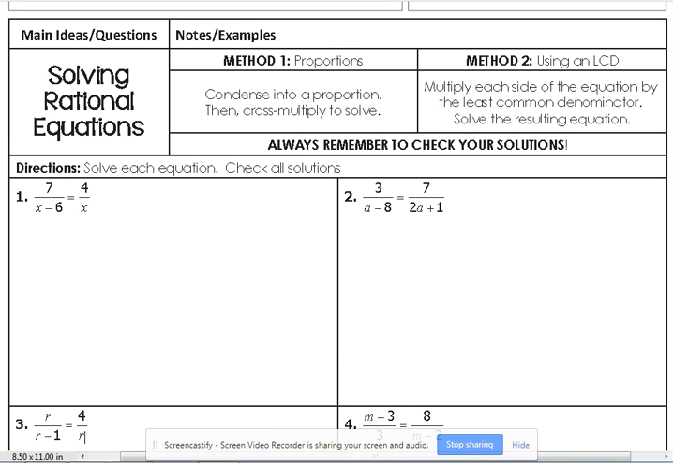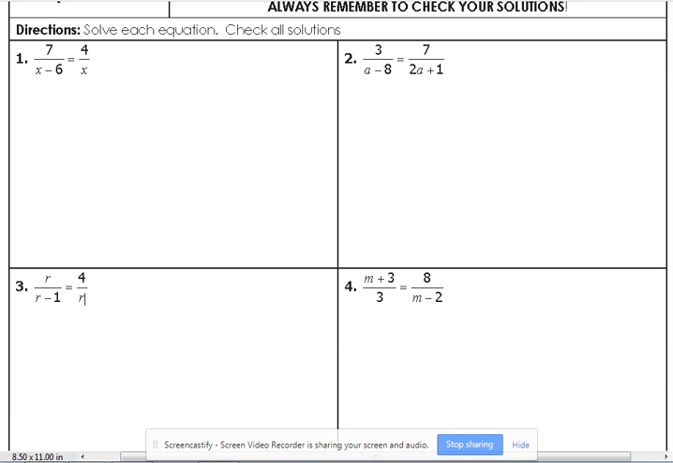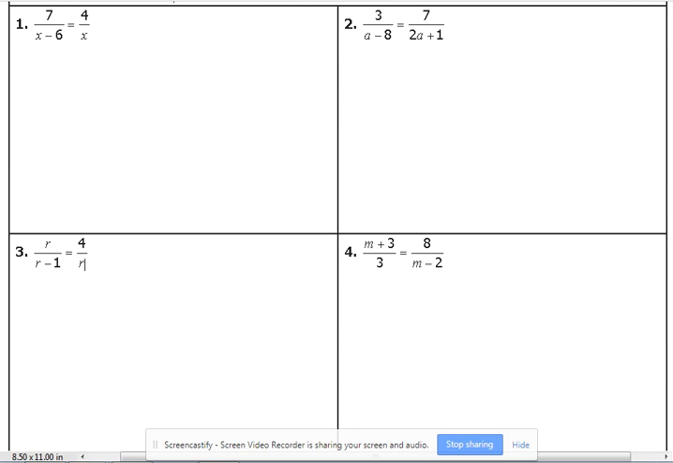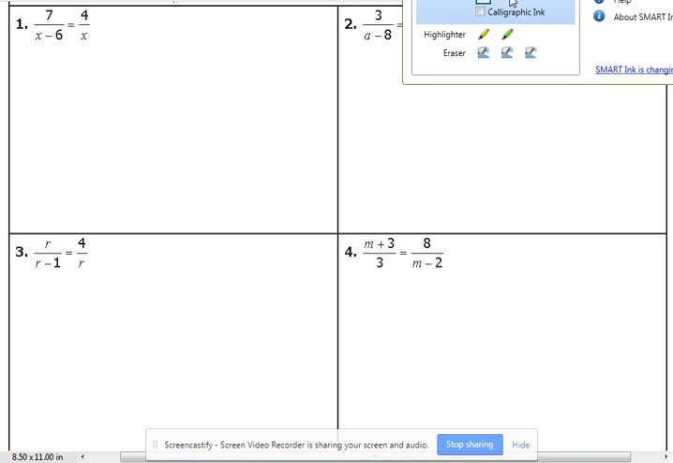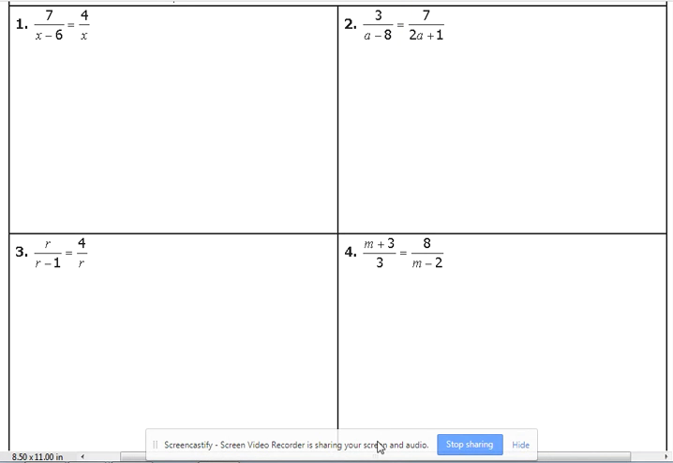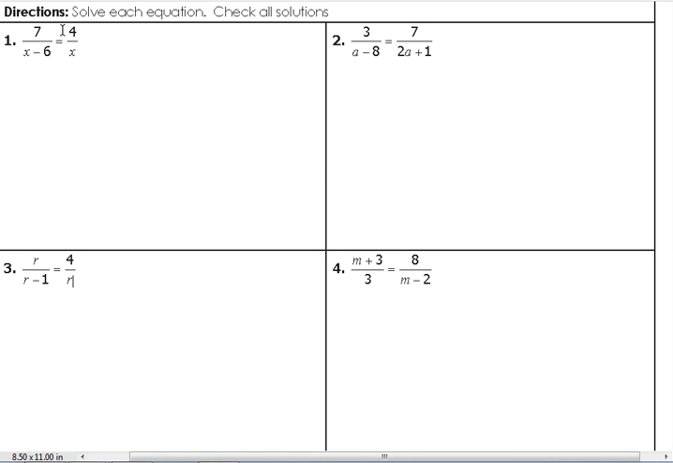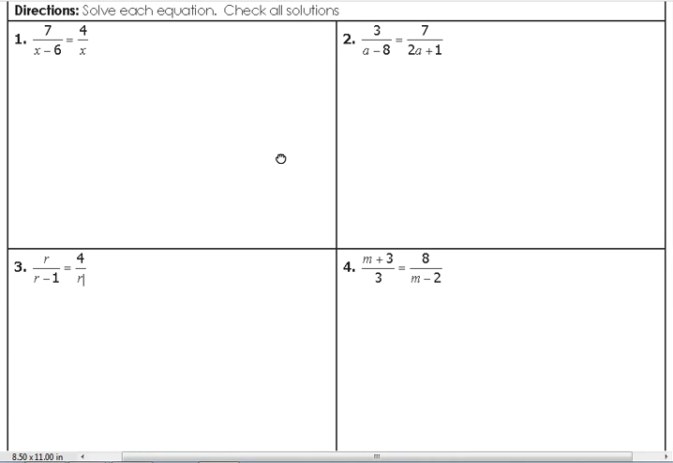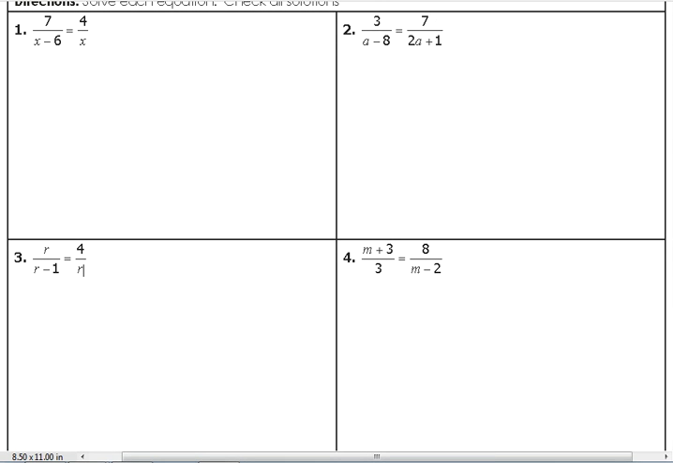So let's look at that first example right there. We've got 7 over x minus 6 is equal to 4 over x. Well, that's a proportion. We have a fraction equal to another fraction, so all we have to do is cross multiply here.